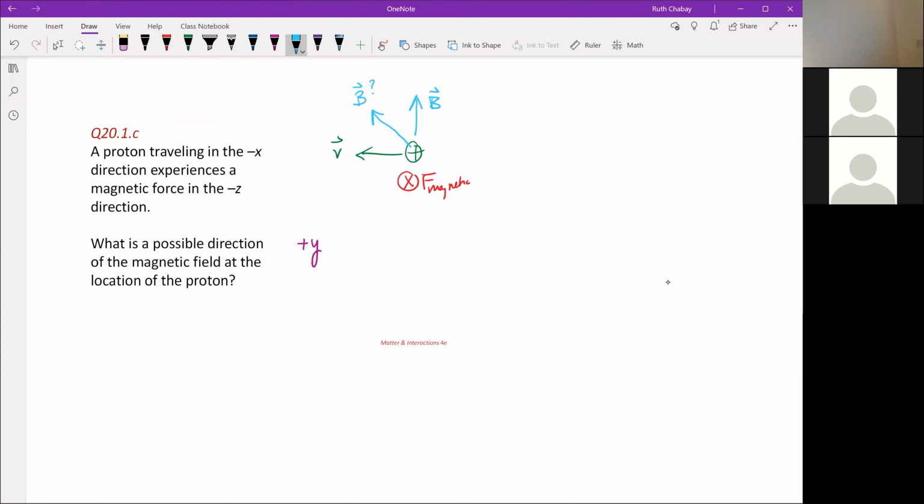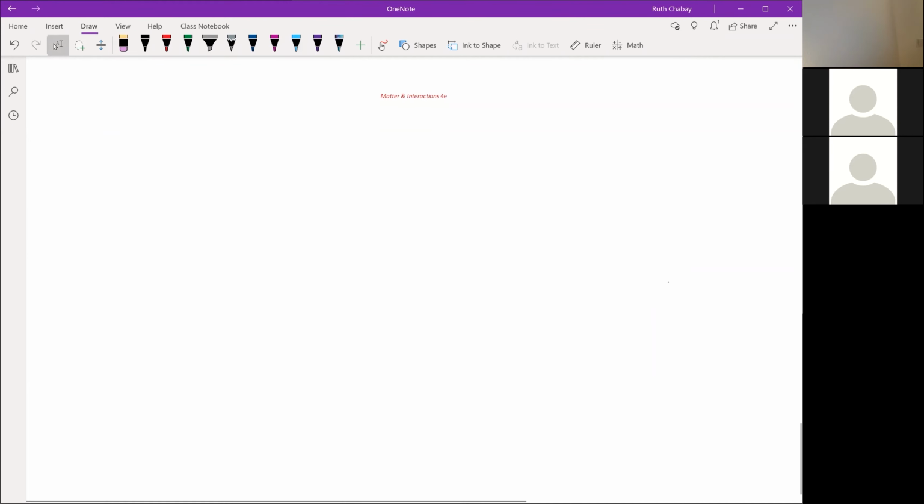Note that we'd still get the same force because the component of B in the x direction, in the direction of motion, doesn't actually affect the moving proton. It's only the perpendicular component that affects it. So as long as the magnetic field has some positive y component, then we'll get the force in the negative z direction. Questions about that?